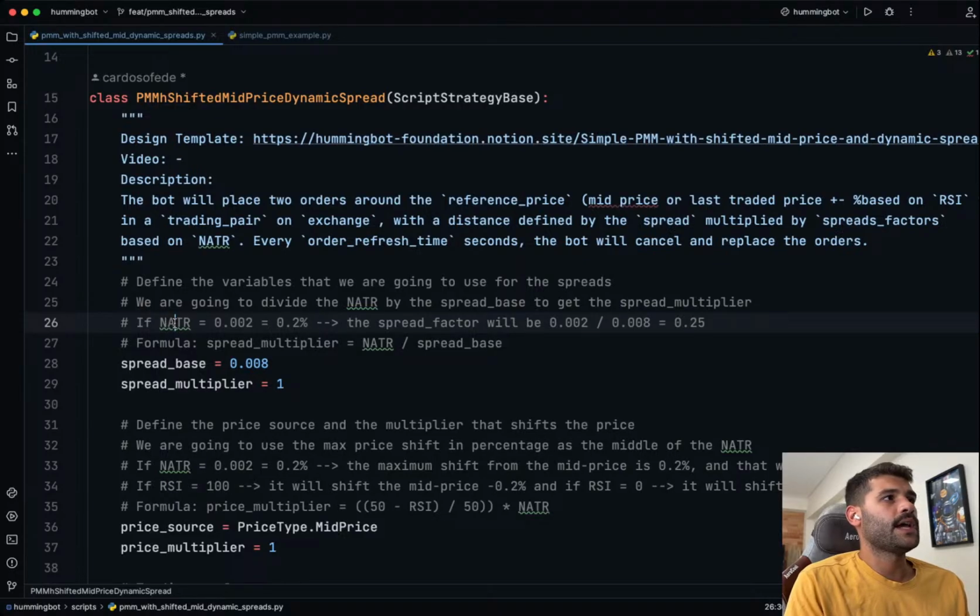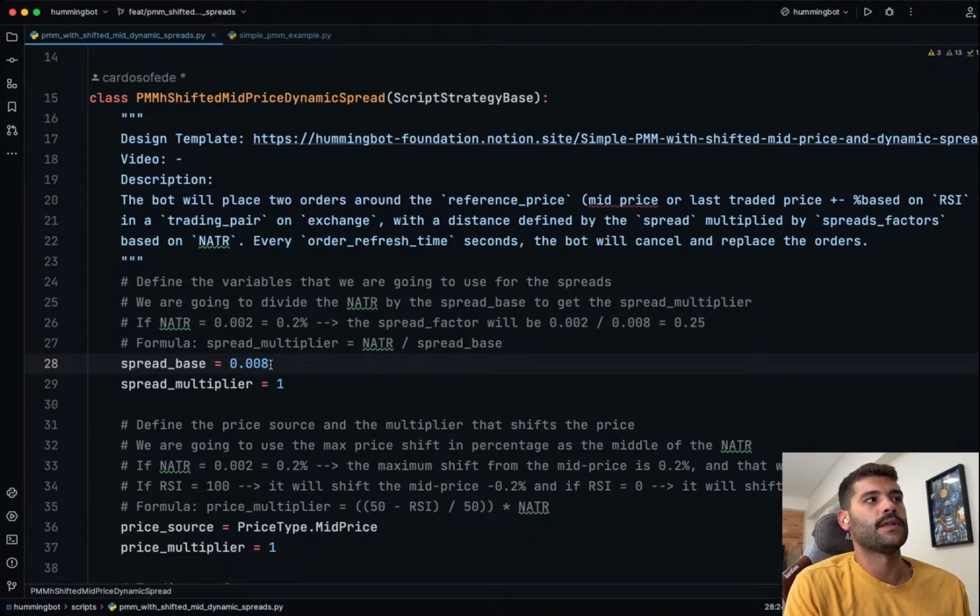So if the normalized average true range is 0.2%, the spread factor will be 0.02, that is the normalized average true range divided by the current spread base, so it will be 0.25. That means that this value won't be used; we are going to override the spread base all the time when submitting the orders, but you will see which is the multiplier that you are using.